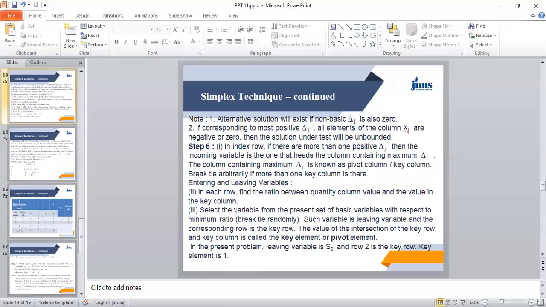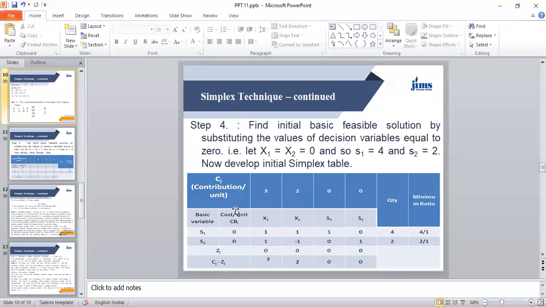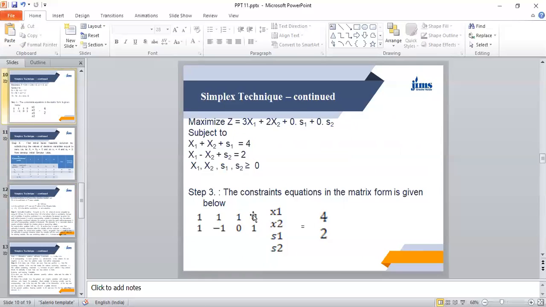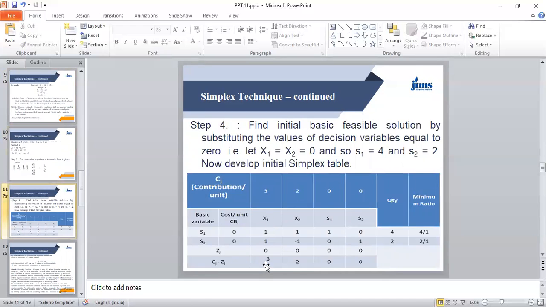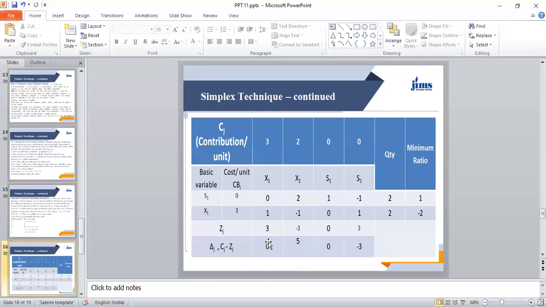Now, what we do? All the elements in the key column are marked 0 except the key element. So in the next column, this 1 will be replaced by 0 and this will remain as 1. The key element will remain 1 because it is to be divided by 1 only. So in the next column, see here, 0 and this becomes 1.